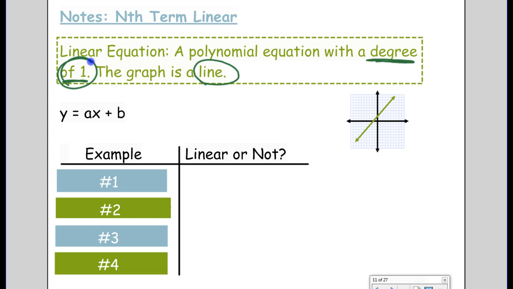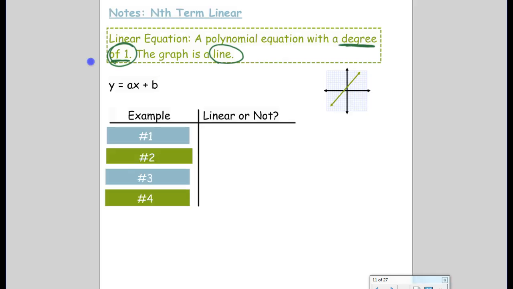So, what are some examples of a linear equation? Let's look at the examples and we'll decide if they're linear or not linear. First one, y equals 2x plus 7. Does it have a degree of 1? Does that say x to the 1?